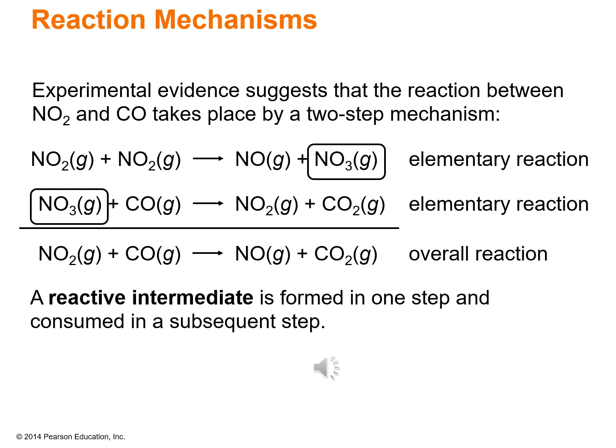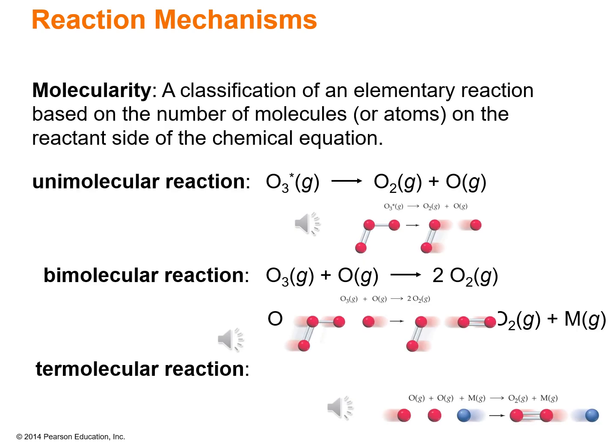So the elementary reaction is basically describing an individual molecular event, whereas the overall reaction is going to describe the reaction stoichiometry. The reactive intermediate basically is formed in one step and therefore consumed in a subsequent step. So they don't ever appear in the overall reaction. So elementary reactions are classified on the basis of their molecularity, or the number of molecules or atoms on the reactant side of the chemical equation.